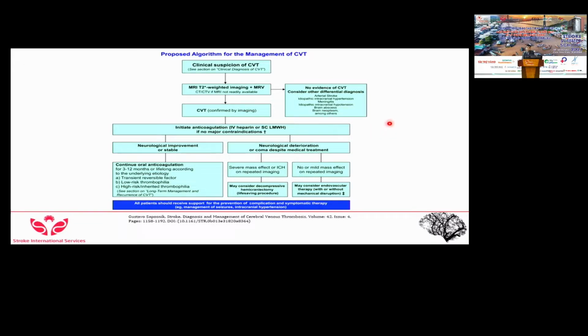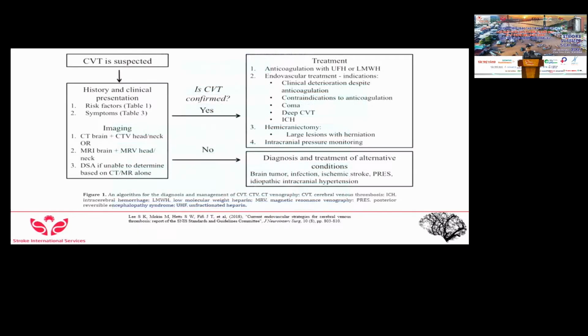When the patient is on heparin, two paths can happen. The first one, the patient tolerates the heparin and recovers, and that means we will continue optimal medical therapy. The second option happens with neurological deterioration and or coma despite medical treatment. What will we do? According to the algorithm, if ICH happens with severe mass effect clinically and on imaging, we will consider decompressive hemicraniectomy. On the other side, if the symptoms persist on repeated imaging, we can consider endovascular therapy. On the next slide, we will talk about the indications for endovascular treatment.